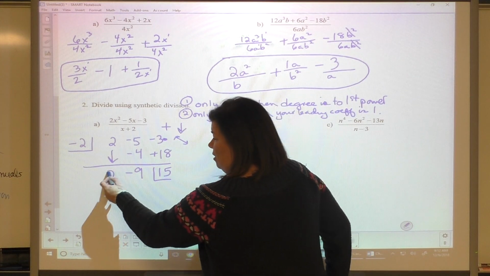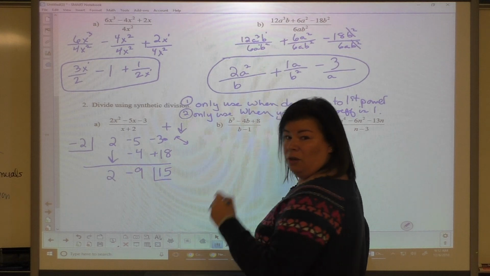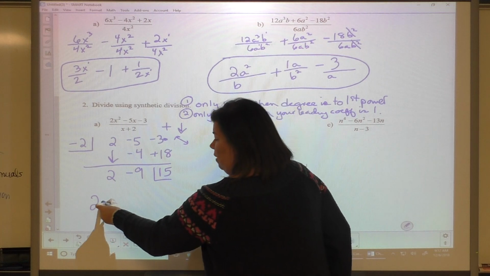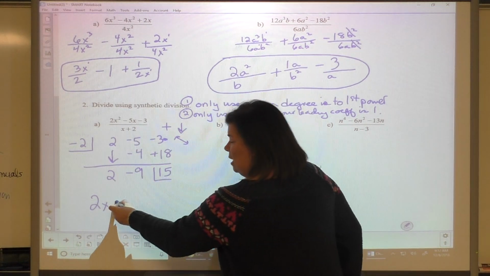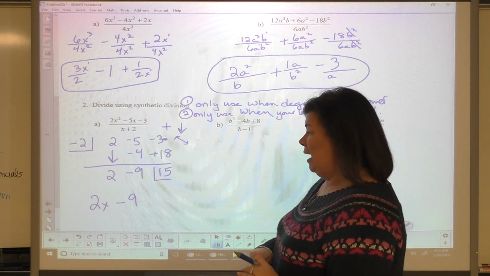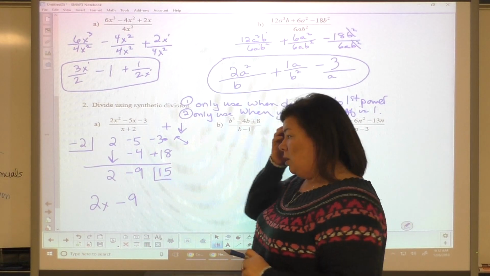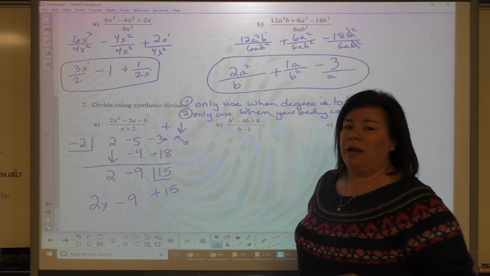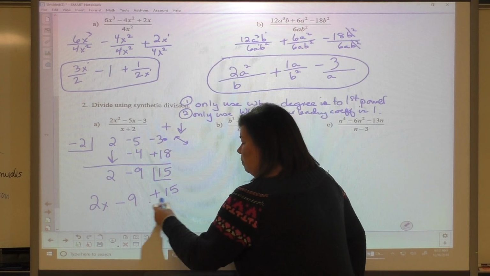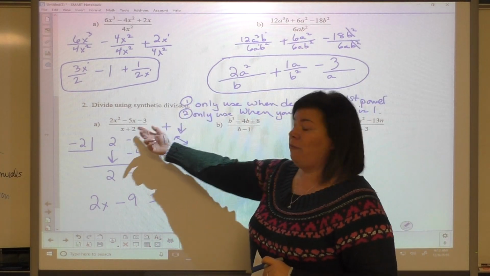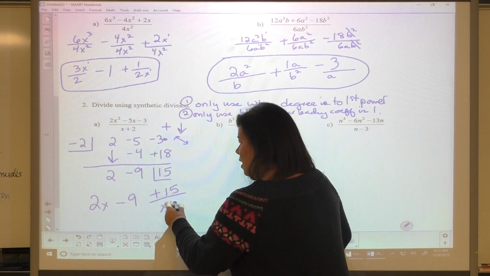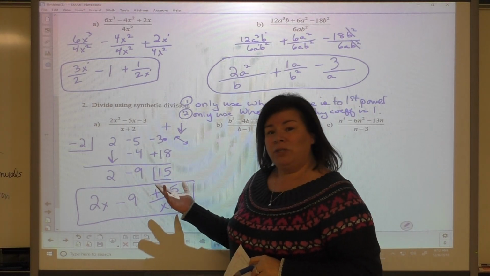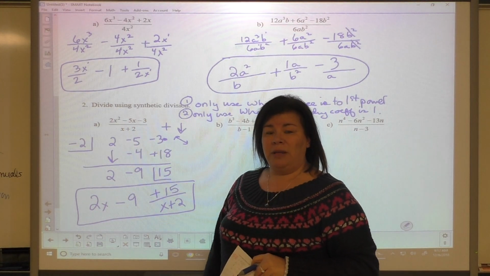So that means this and this are the coefficients to our answer. And 1 degree less from what we started would be 2x, and then minus 9, which ends up being our constant, and this is our remainder. So because it's our remainder and it's positive, we're going to put plus 15, but do not put a remainder of 15. It's plus 15 over whatever we divided by, which is x plus 2. So this is the answer, or our quotient, to our actual problem that we started out with.